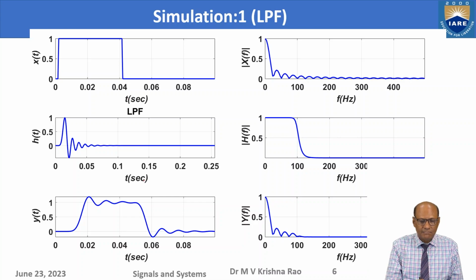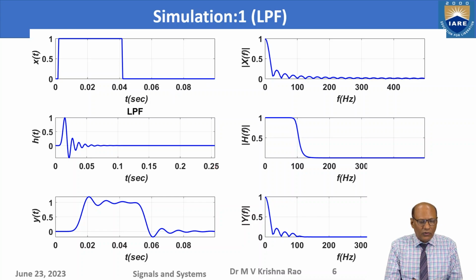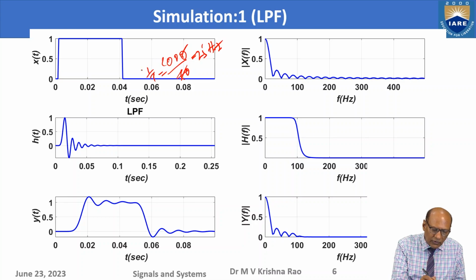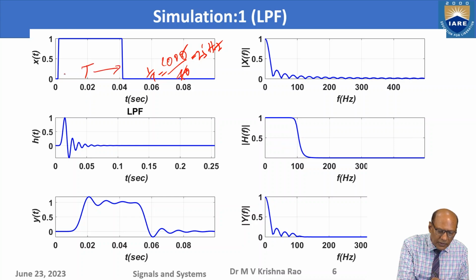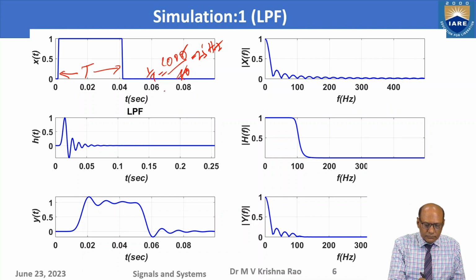On period is 40 milliseconds. Off period is 60 milliseconds. So 40 milliseconds means 1 by 40 milliseconds. That is 1 by tau. If the width is t, 1 by t is nothing but 1000 divided by 40, which is 100 divided by 4. That is nothing but 25. So 1 by tau is basically 1 by t, where t is the pulse width here. So here it is 25 Hz.